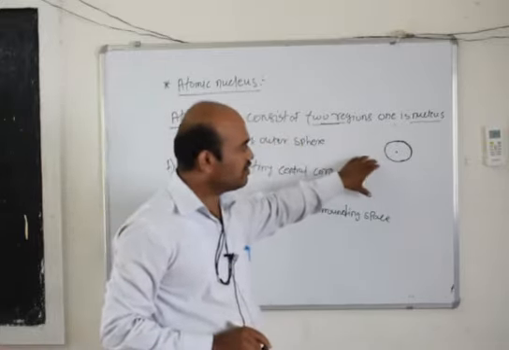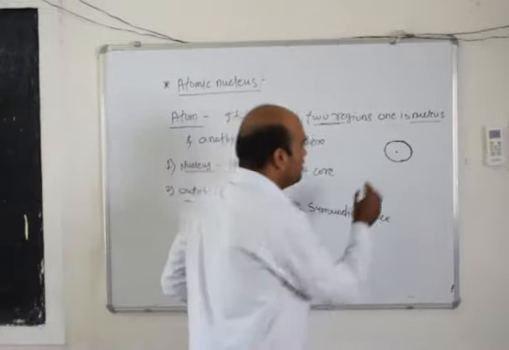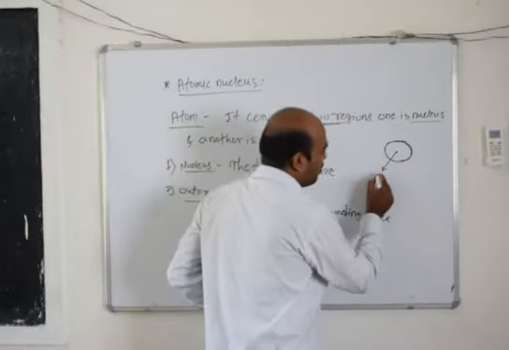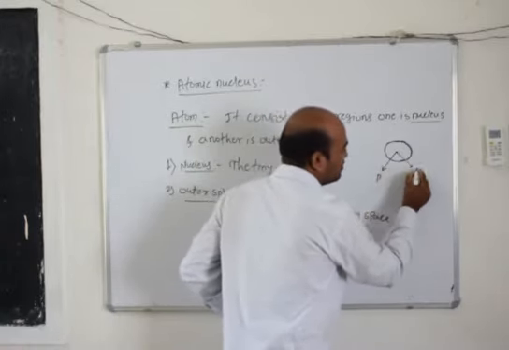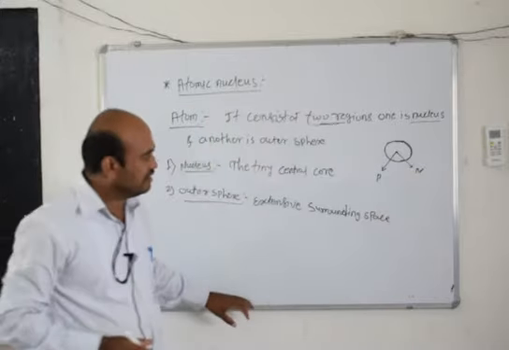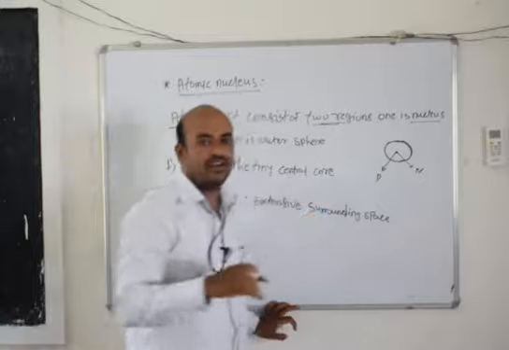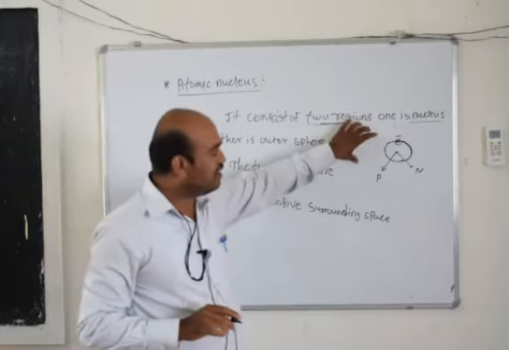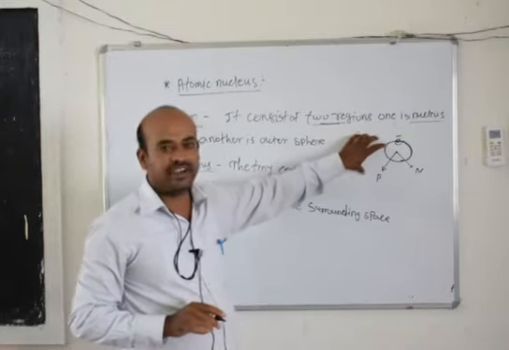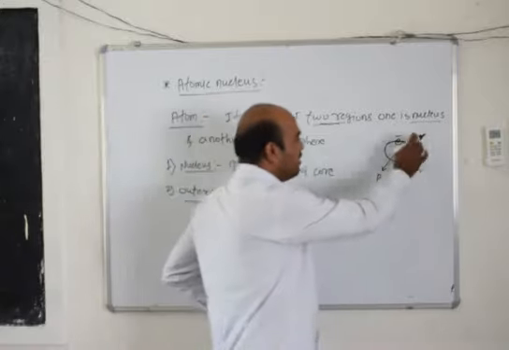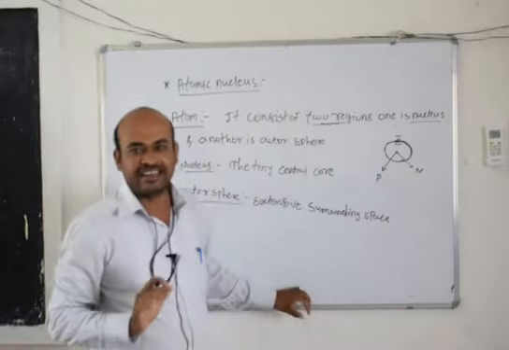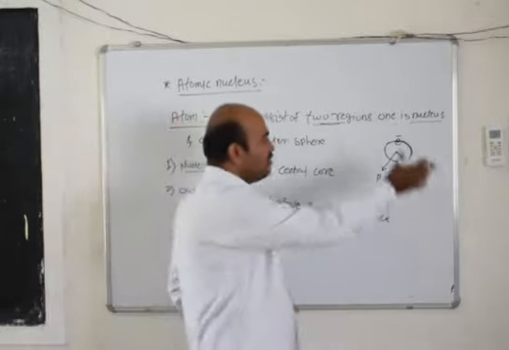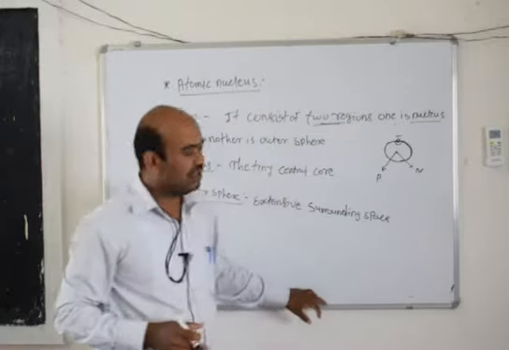The nucleus consists of protons and neutrons. Then electrons revolve around the nucleus, that is the third part, and these three parts are called the elementary particles of the atom, that is the electrons, protons and neutrons. Electrons revolve around the nucleus, and protons and neutrons are in the nucleus.